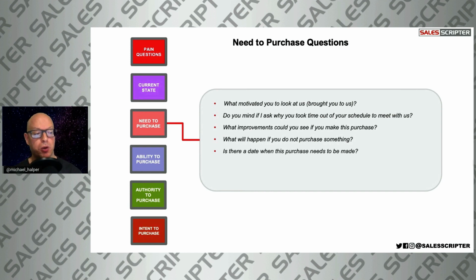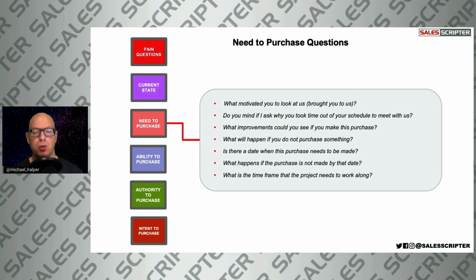Is there a date when this purchase needs to be made by? Maybe the purchase needs to be made by this particular time, or there's a big problem. Or if the prospect says, not really, the sooner the better, but we could keep using our current system for another year. Oh, well, it is what it is if that's the answer, but it's important for you to know if that's the answer. What happens if this purchase isn't made by that date? What is the time frame that the project needs to work along? So all of these are examples of questions that help you to determine, does the prospect need or want what you sell?